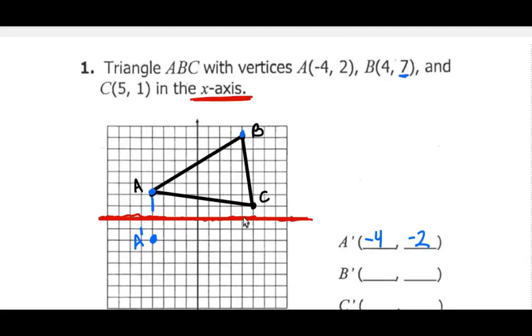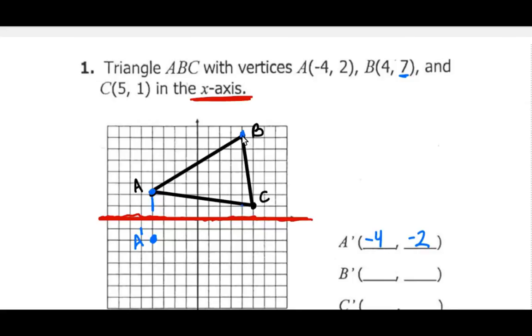My y-coordinate's 7. So that means this B is 7 units above. Okay, if that's tricky for you, just count your units. 1, 2, 3, 4, 5, 6, 7. Now I wouldn't draw a line on your paper just because I don't want you to get confused.